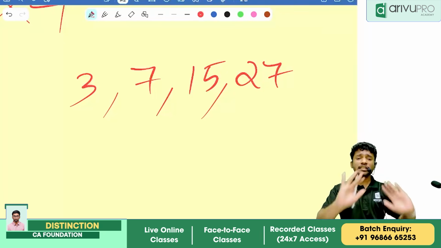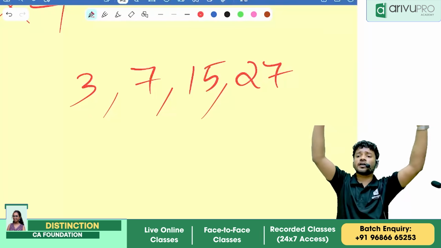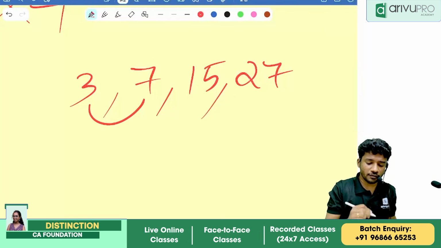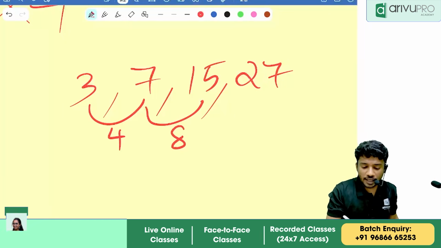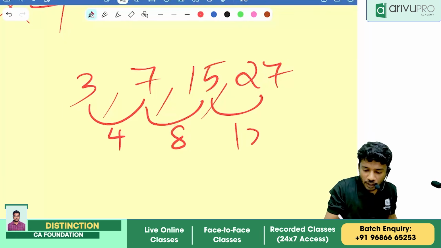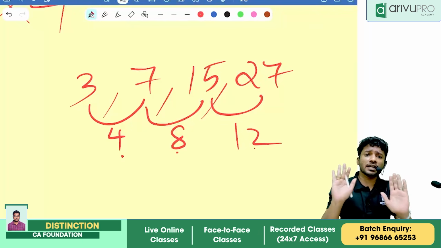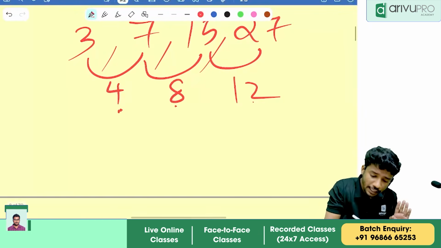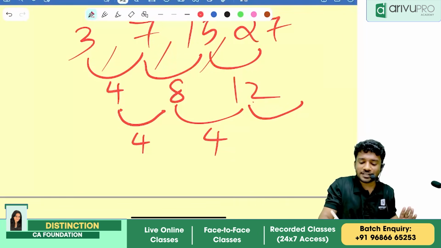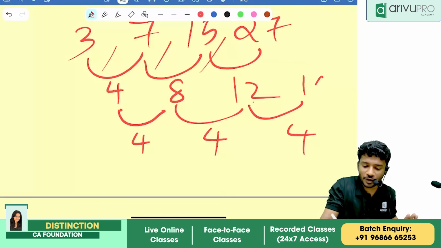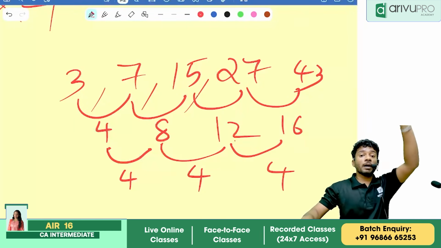Then, people, whenever you see some random set of numbers, always take their common difference. What's the difference between them? 4. How much is the difference? 8. How much is the difference? 12. Okay, you are saying 4, 8 and 12. I'm not getting the pattern. Think like that, you are not getting the pattern. Again, take the difference. How much is it? 4. How much is it? 4. So the pattern is what? 4. So next number will be what? 16. So 16 plus 27 is how much? 43.